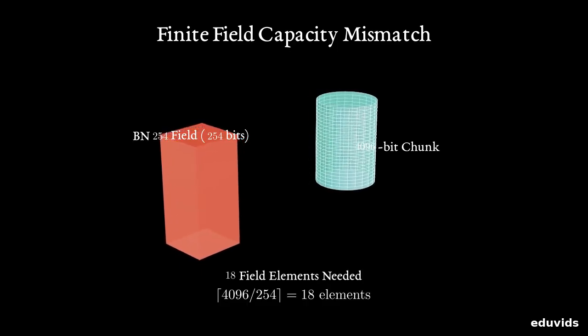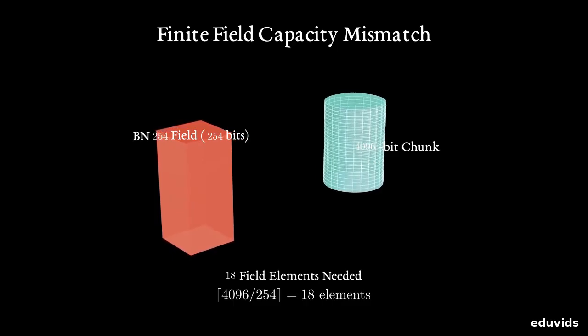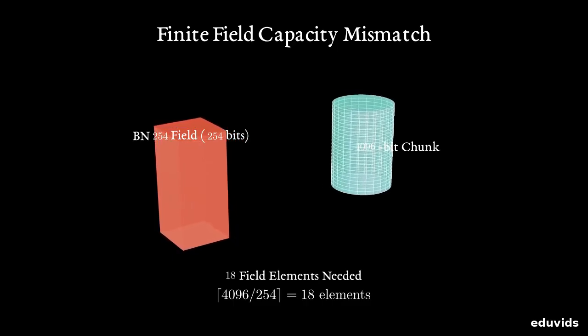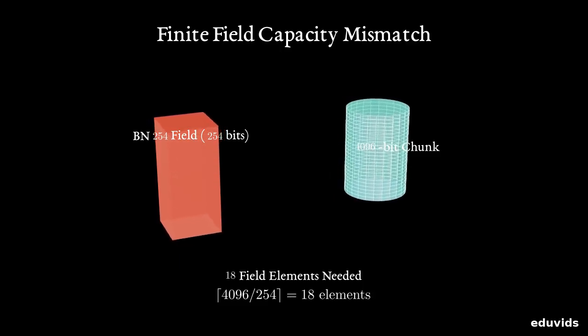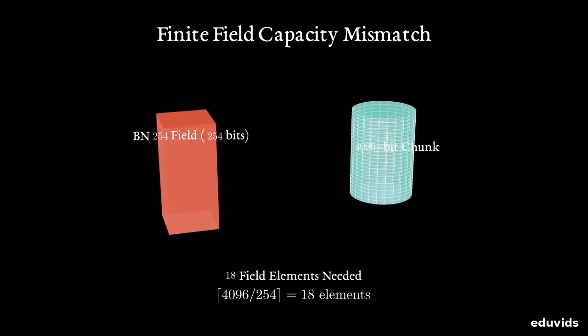This creates a problem. Our 4096-bit chunk is way too large to fit into one field element. To solve this, we split each chunk into 18 smaller pieces.